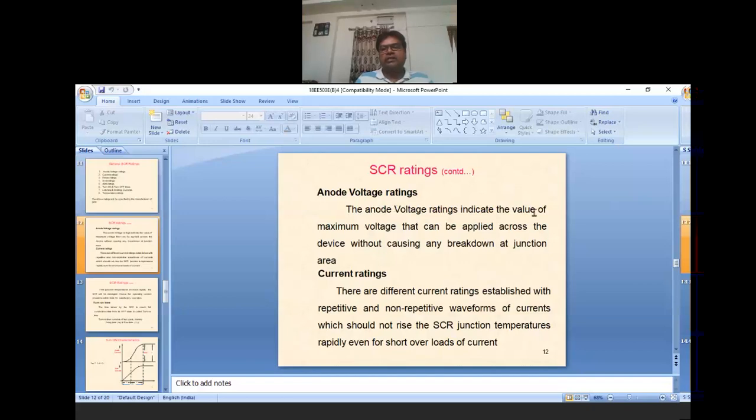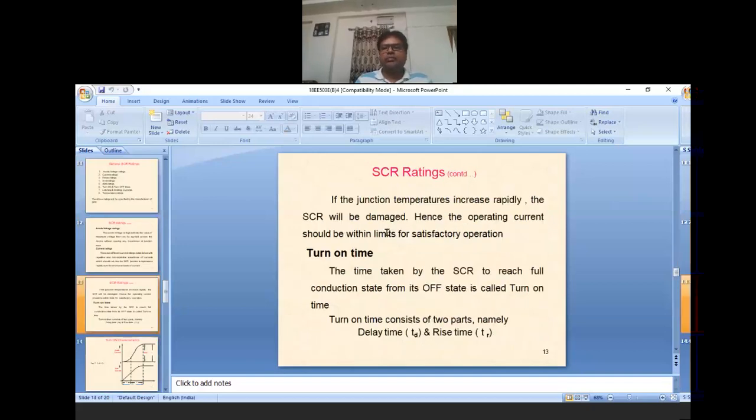Anode voltage ratings indicate the value of maximum voltage that can be applied across the device without causing any breakdown at the junction area, and this breakdown will occur due to the temperatures or heat which will be developed due to higher anode voltage or higher dV by dt. Likewise, current ratings. There are different current ratings established with repetitive and non-repetitive waveforms of currents, which should not raise the SCR junction temperatures rapidly even for short overloads of current. If the junction temperatures increase rapidly, the SCR will be damaged. Hence, the operating current should be within the limits of satisfaction.